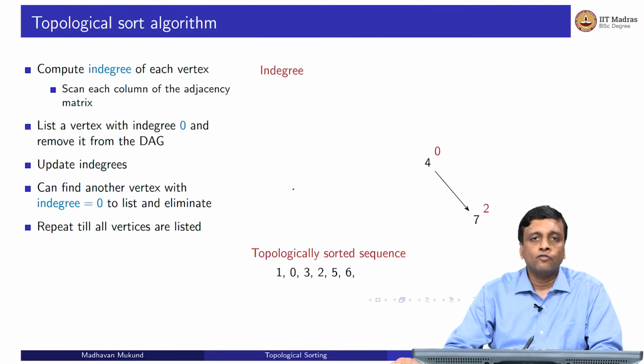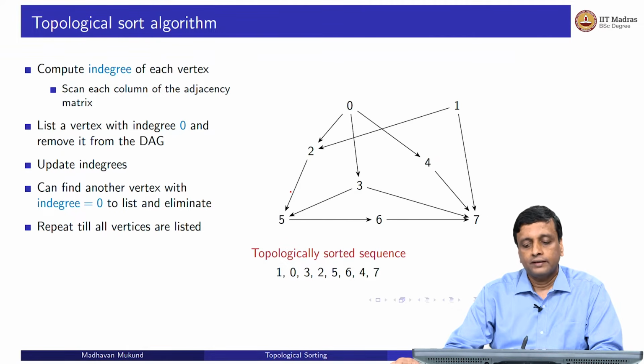So I leave 4 for very late, even though it was available much earlier to enumerate, but now I have to enumerate 4 before 7 because 7 depends on 4. So I do 4 and then 7, right. So this now is my topologically sorted sequence, one topologically sorted sequence, because remember we made some choices, right.